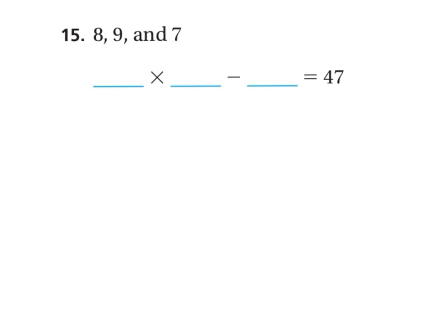So I know I'm not multiplying 8 and 9 together. Let's try multiplying 7 and 8, or 8 and 7. Doesn't matter which order because it's the commutative property. So 7 times 8 is 56. When I subtract 9, because I used the 7 and the 8, if I subtract the 9, 56 minus 9 is 47. That is the answer we want.